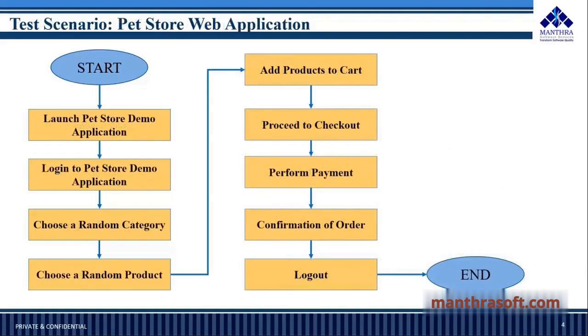The flow of this test scenario is as follows. Launch pet store demo application. Log into the pet store demo application. Choose a random category. Choose a random product. Add products to the cart. Proceed to checkout. Perform payment. Confirmation of order. And log out.